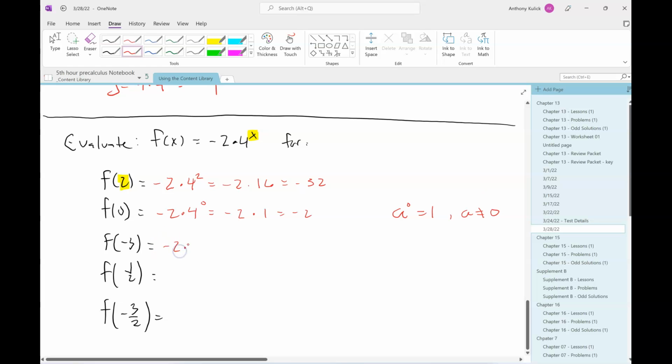Okay, so if I do the next one, I have four to the negative three. Ooh, what does it mean when I have a negative exponent? Who remembers that? We did this last year. It means a reciprocal. Again, as long as that base for your exponential isn't zero. Obviously, zero to the negative power is undefined. So 4 to the third is 64, and if I reduce that, I get 1 over 32.